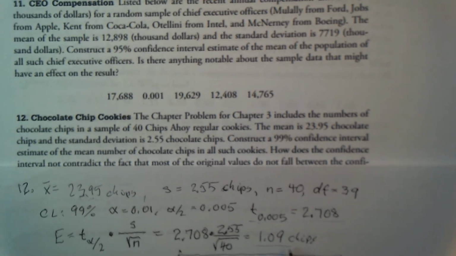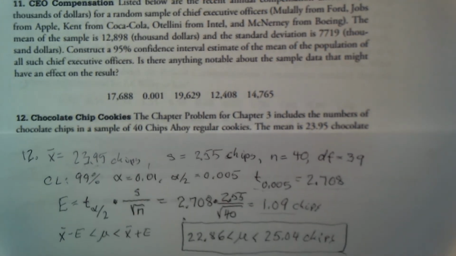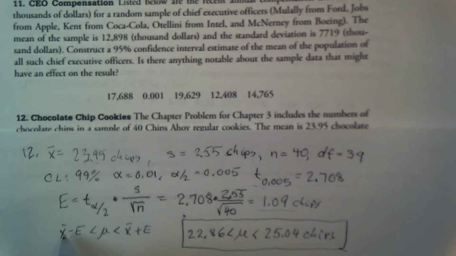and that is equal to 1.09 chips. Now, our confidence interval is the sample mean minus the margin of error to the sample mean plus the margin of error. When we substitute the values for the mean of 23.95 and the margin of error of 1.09, our 99% confidence interval is 22.86 chocolate chips to 25.04 chocolate chips.